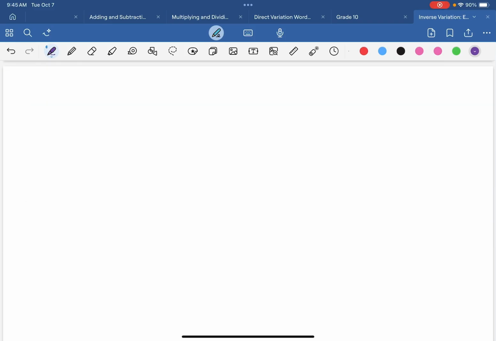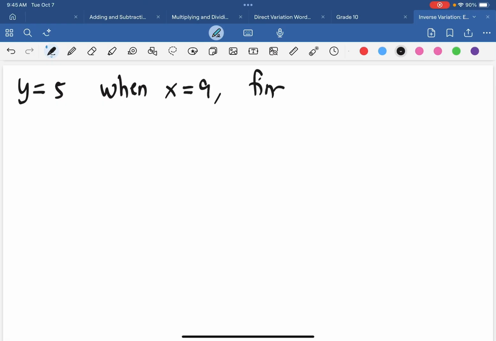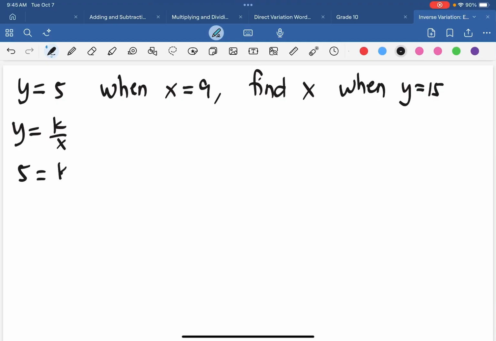Let's have another problem here. If y is 5 when x is equal to 9, this time, find, in the second part, find x when y is 15. So form y equals k over x. First you need to find a constant in order for us to solve for the second part. So y here is 5 is equal to k over 9. Cross multiplication, so 9 times 5 is 45 equals k.